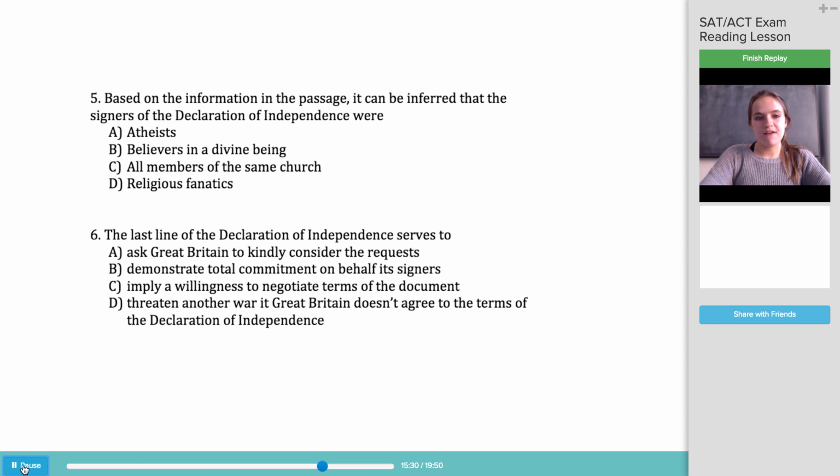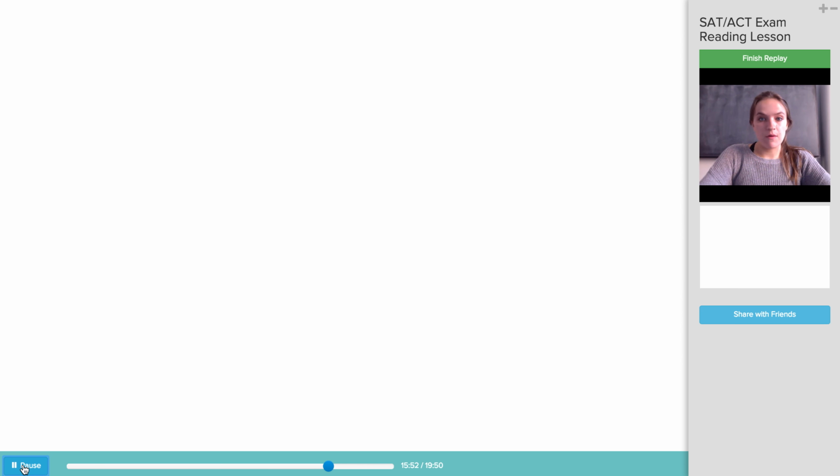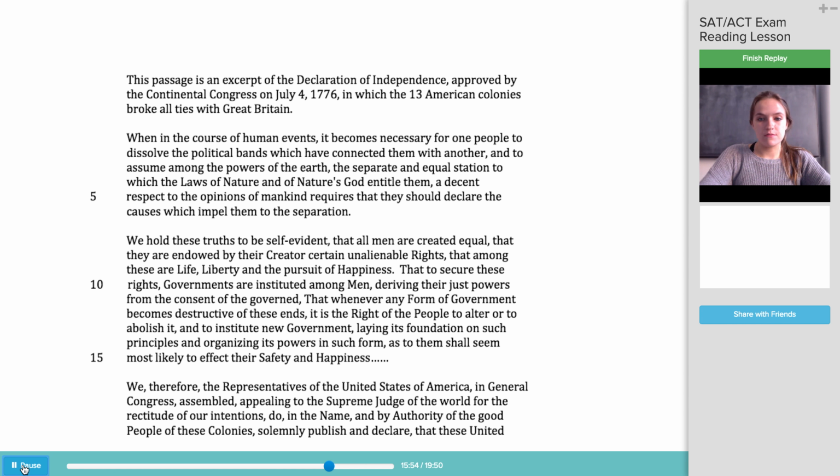So here, question 5. This was more of a general question. Based on the information in the passage, it can be inferred that the signers of the Declaration of Independence were what? So atheists, believers in a divine being, all members of the same church, or religious fanatics. So this question is aimed at the religious aspect of the passage. That might not have been on our minds when we were originally reading it. So now it's going to be helpful to review and look for terms they use that would insinuate their religion.